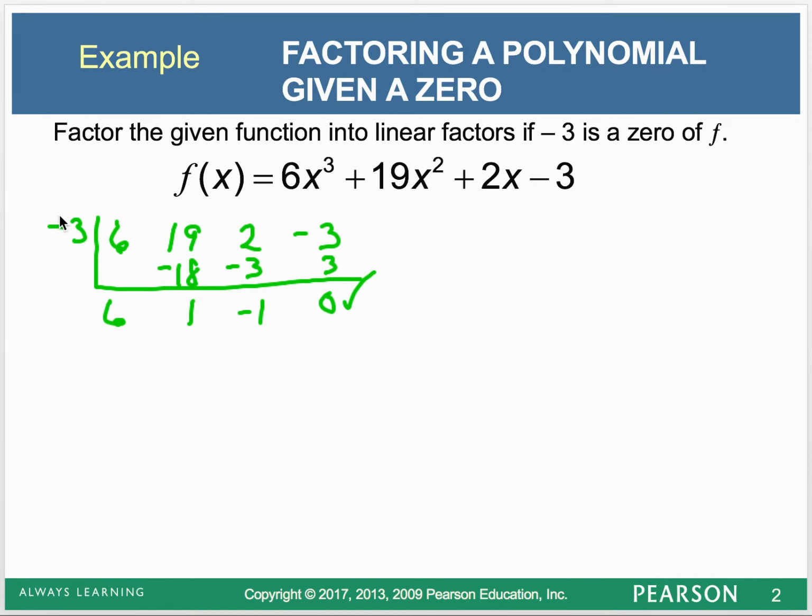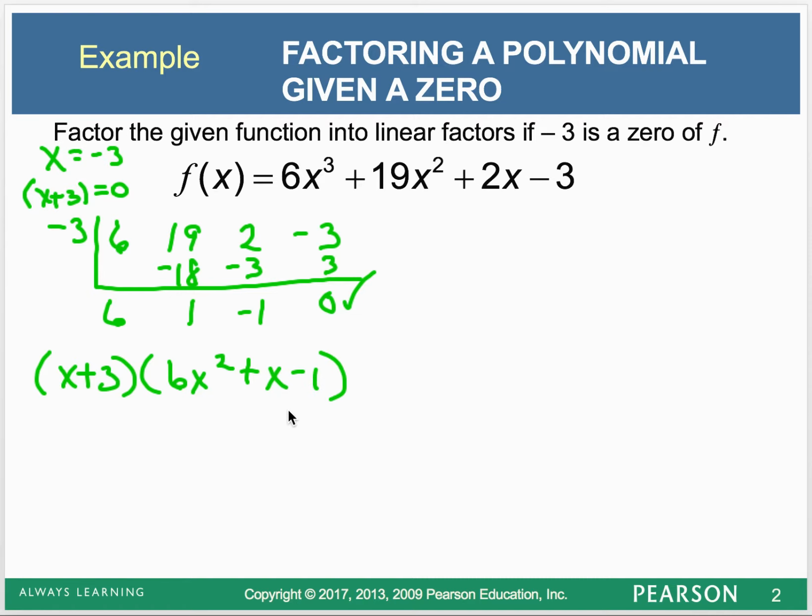Yes. So that means so far I have factored this thing to x plus 3. If this is the 0, that means x equals negative 3. So if I added 3 to both sides, I'd have the factor x plus 3. And because this was a cubic, this is going to be a square. So I've got 6x squared plus x minus 1.